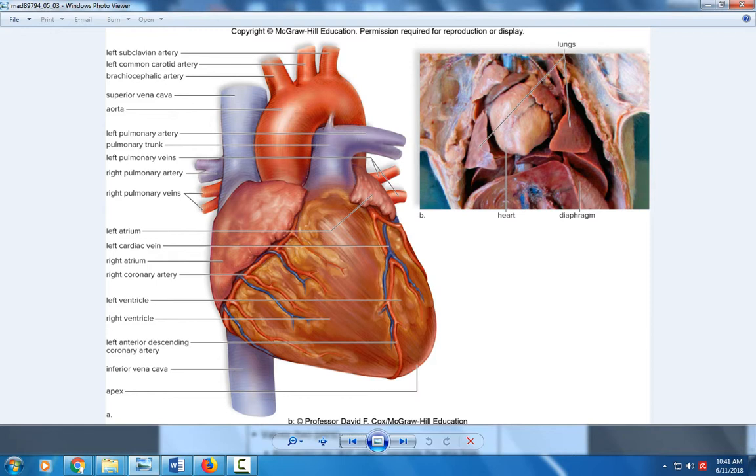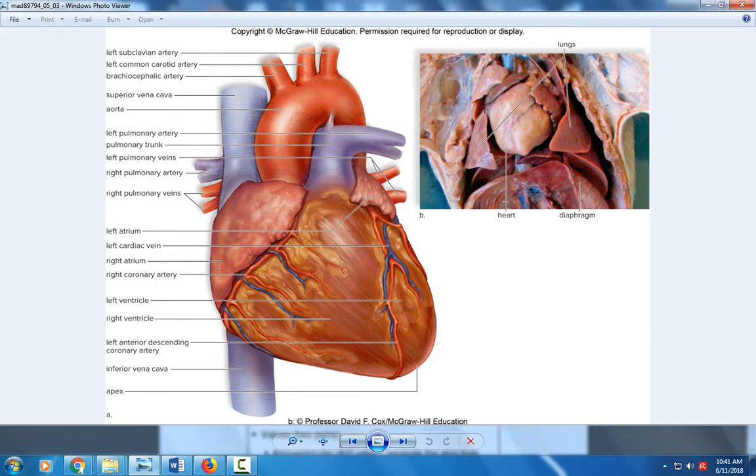So the atria are the receiving chambers of the heart. They receive blood into the heart from the veins, superior and inferior vena cava for the right atrium, and the 4 pulmonary veins for the left atrium. Then we have the ventricles down below. The ventricles, their job, the right and left ventricle, is to pump blood away from the heart.